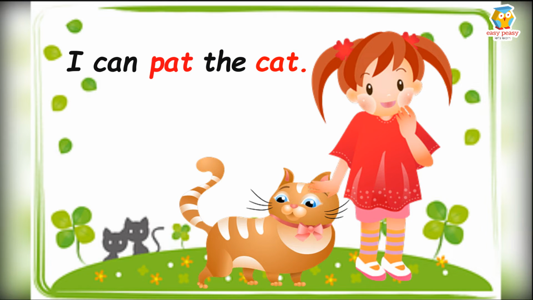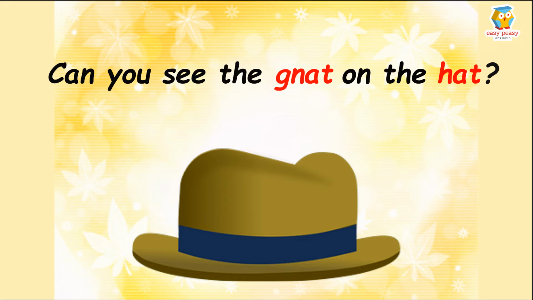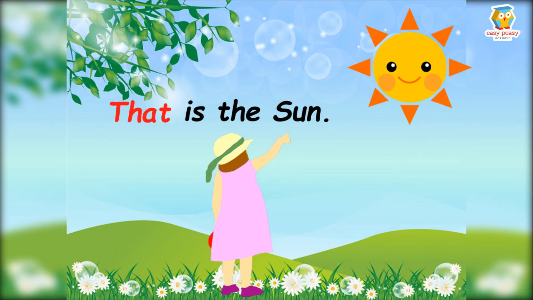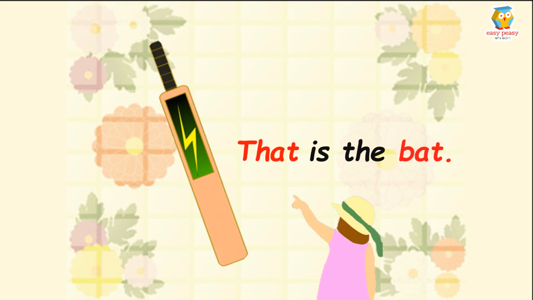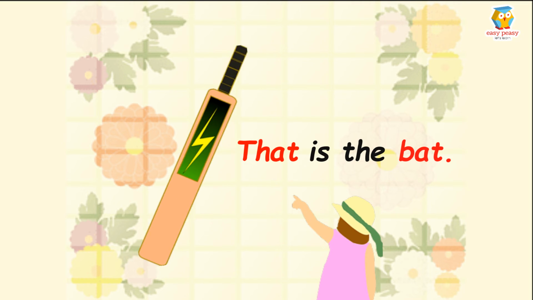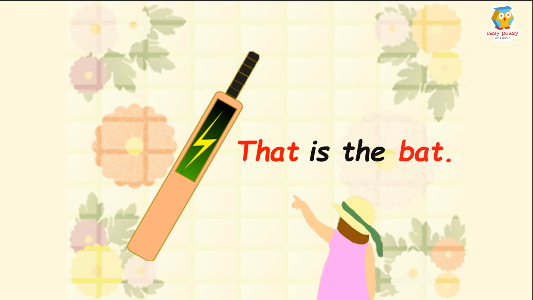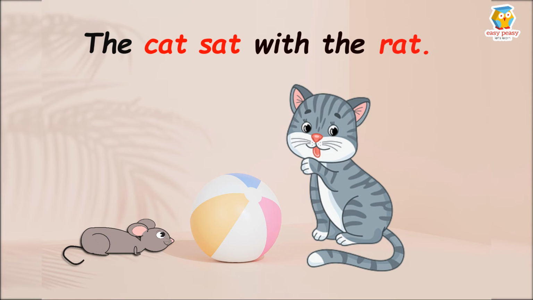I can pat the cat. Can you see the gnat on the hat? Here it is, gnat on the hat. Look, that is the sun. That is the bat. The cat sat with the rat.